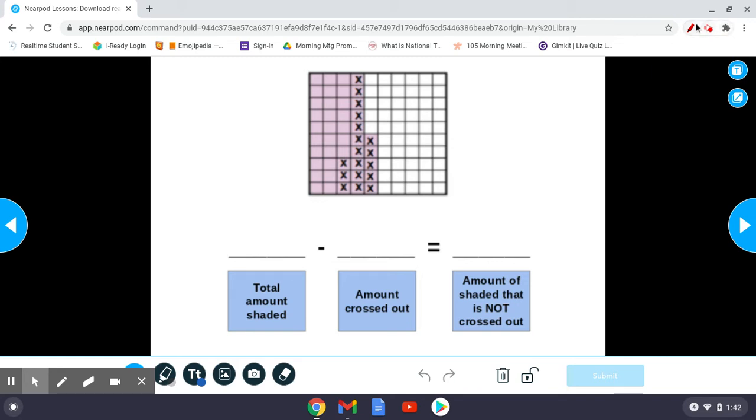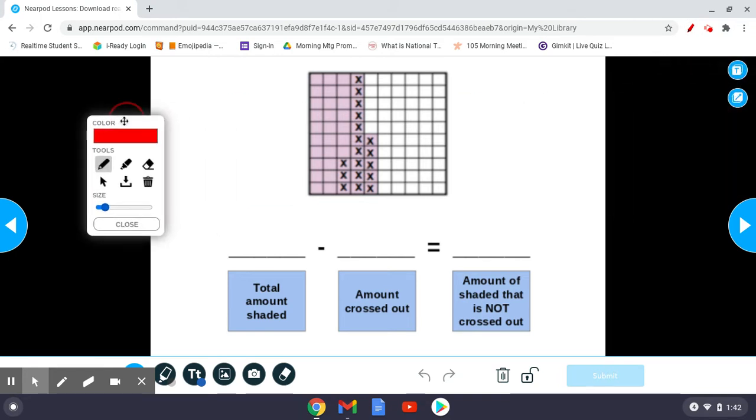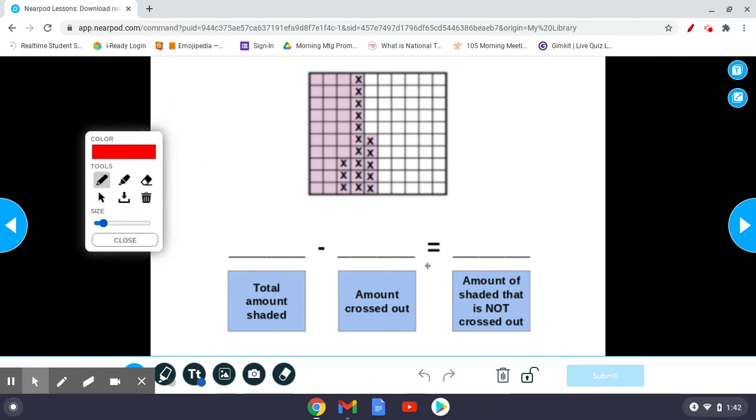So taking a look here, you can see across the bottom, we have some clues about what each number in our subtraction problem represents. So the first number is what we're starting with, the total. So in this case, we're going to look at everything that is shaded. So taking a look, everything that is shaded in pink is what we started with.